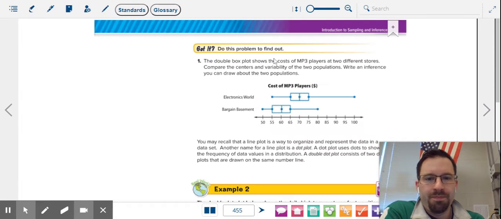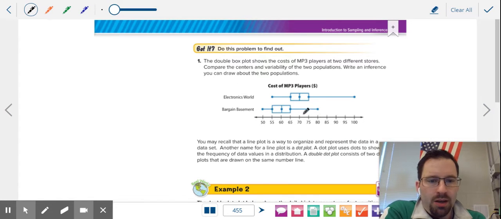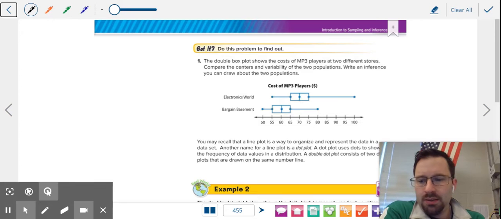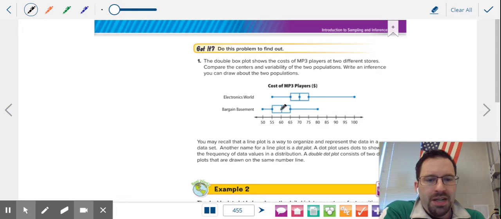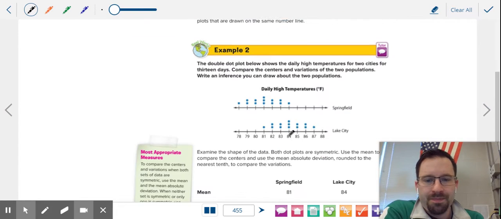Okay, so let's take a look here. Right off the bat, I see that the electronics world has a higher median than the bargain basement. It also has a longer range. Interquartile ranges are about the same, so I'm going to go with the range here. Electronics world has a higher median value and a higher range, so it's more varied. Median at 70, median at 60, range at 45, range at 30.